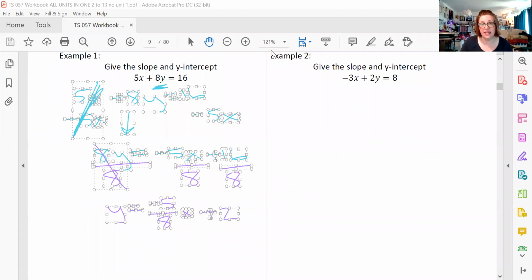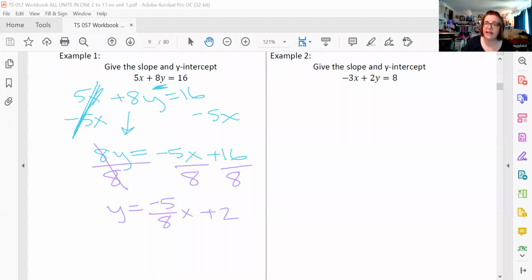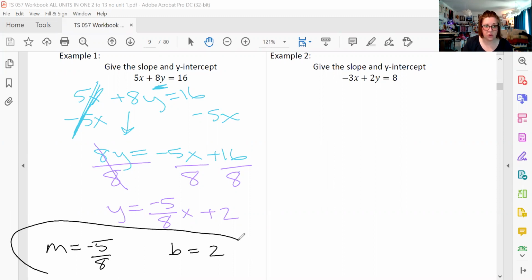So now I have it in slope-intercept format, but I have to go back and look at my question. What it wants is the slope and the y-intercept. It doesn't want the formula. So my slope, I've figured out, is negative 5/8, and my y-intercept is 2. In this case, this is going to be my answer. This is what I type into WAMAP. Let's look at another example.